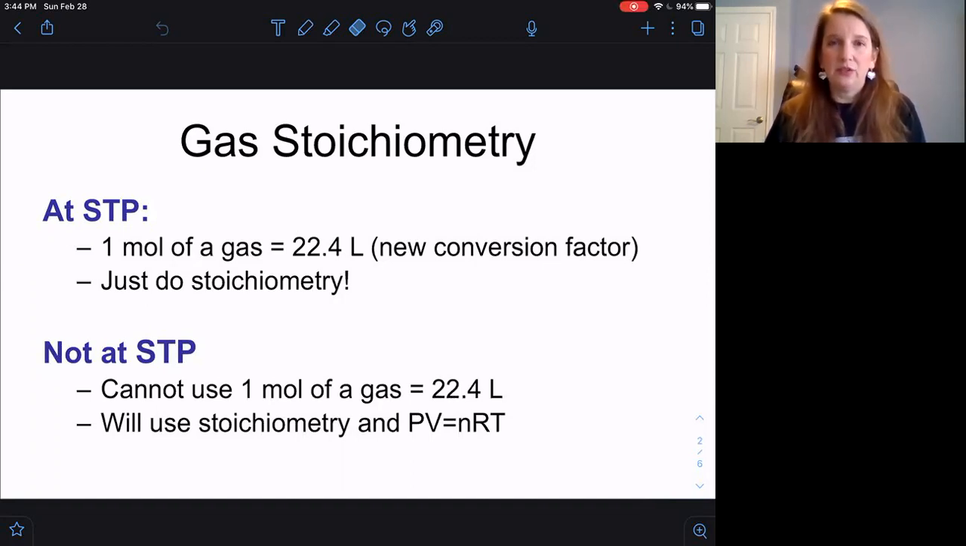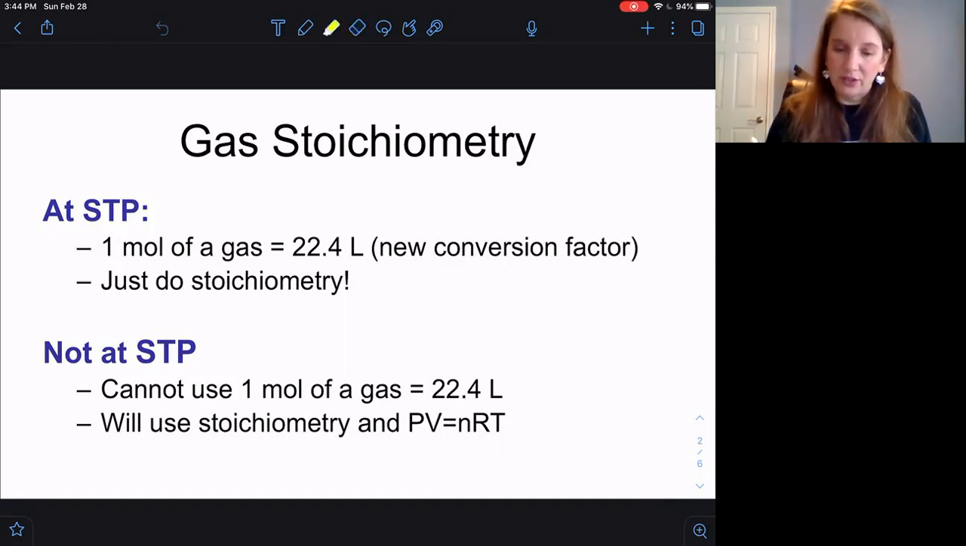Now, the way that we tackle gas stoichiometry is determined based on whether or not the gas is at STP or not. So read the problem. If it's at STP, all we have to do is stoichiometry. We don't have to do anything else because there's a new conversion factor.